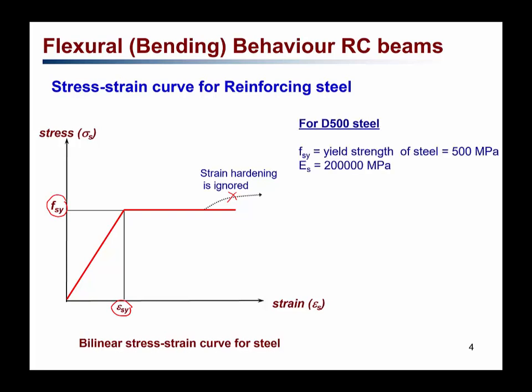For the steel available in Australia, fsy, or the yield strength of steel, is 500 megapascal. And we know that the Young's modulus of steel is 200,000 megapascal. So with that, we can compute the yield strain at the point where the steel will start to yield.